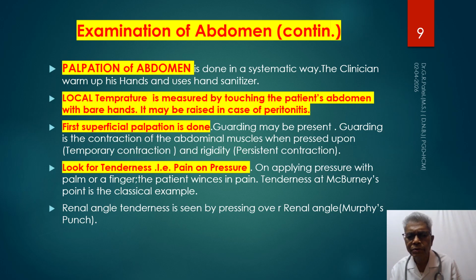First, superficial palpation is done. Guarding may be present. Guarding is the temporary contraction of the abdominal muscles when pressed upon, and rigidity is persistent contraction. Look for tenderness, that is pain on pressure. On applying pressure with palm or a finger, the patient winces in pain. Tenderness at McBurney's point is the classical example. Renal angle tenderness is seen by pressing over the renal angle. Murphy's point is another.